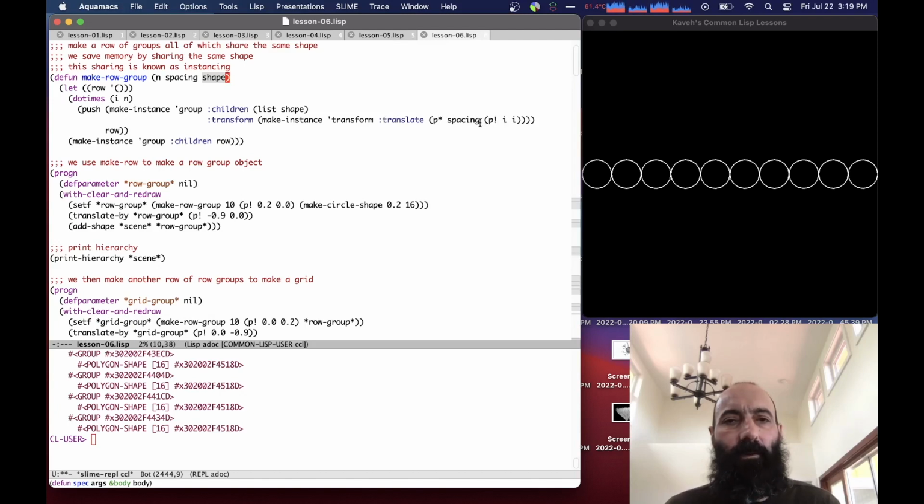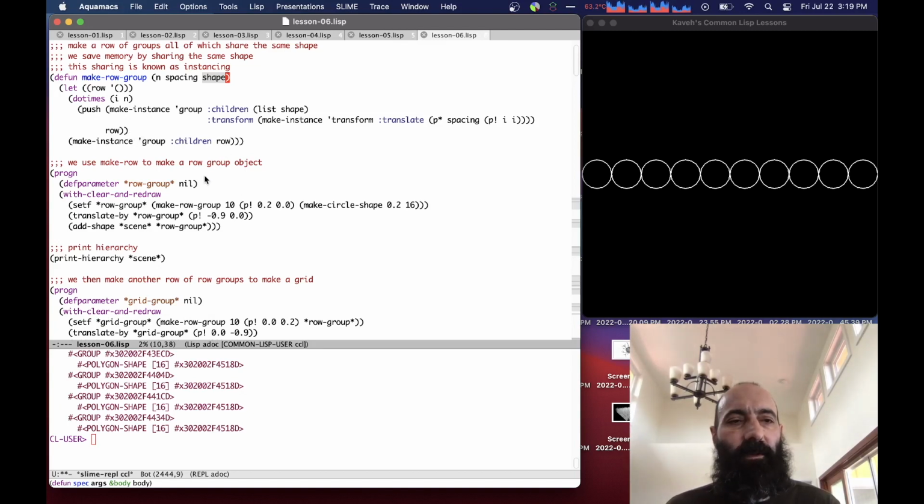So what we're doing here is just specifying a number of shapes, a spacing between them, and then the shape itself. In the previous case, it was a shape function that we were using, so each time it executed the function, it actually created a new shape. Here it's the same exact shape as we can see from these addresses. Then we push that into the row, and then we make one top level group that we return, which is just a group that contains those rows as children.